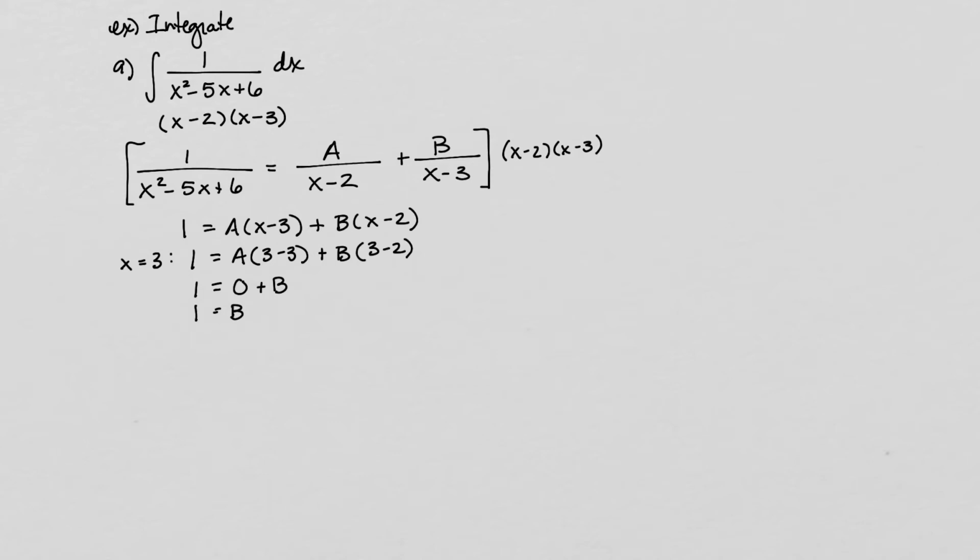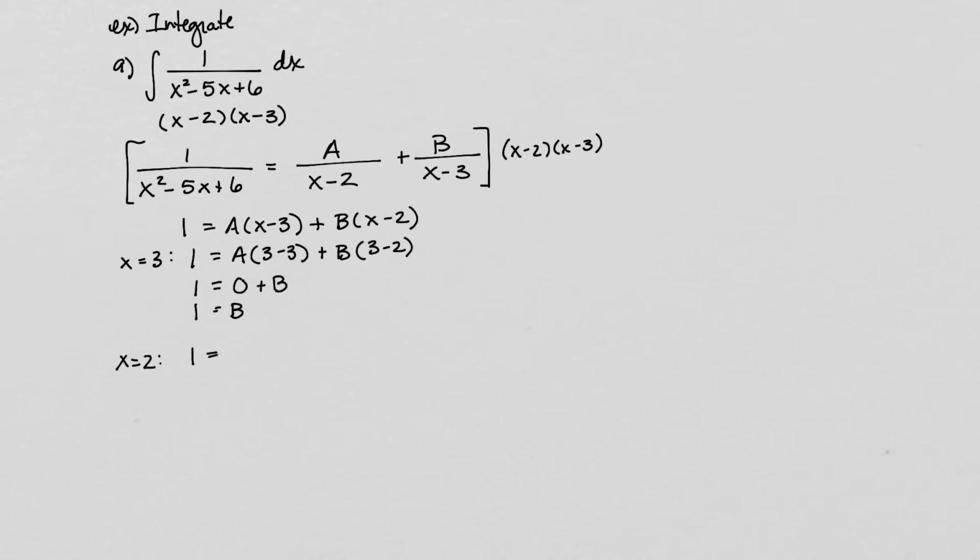So what's another value that you think if I plugged in might be helpful in solving this? Yeah, 2. So if I plug in x equals 2, 1 is equal to A times 2 minus 3 plus B times 2 minus 2. So 1 equals minus A plus 0, or A has to be equal to negative 1.